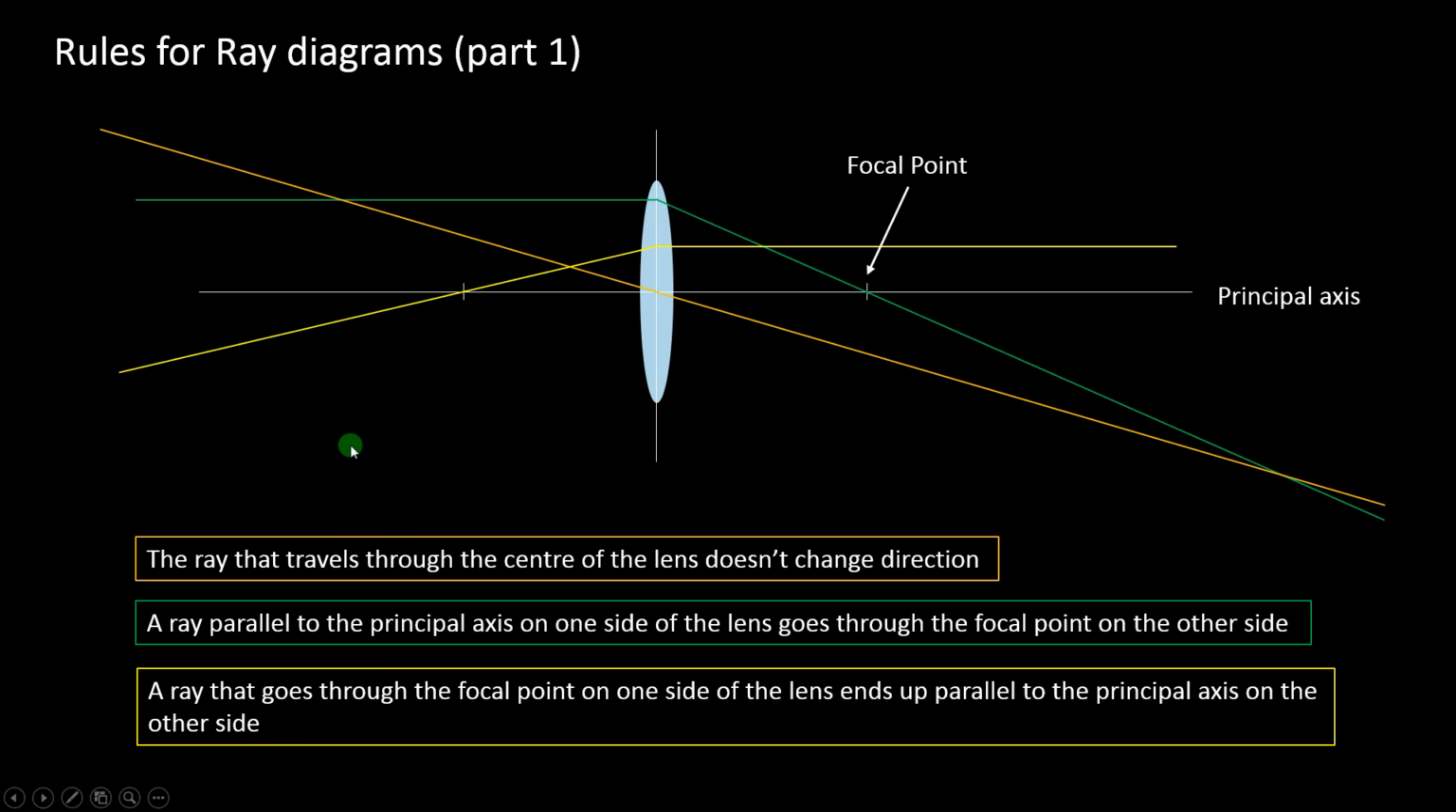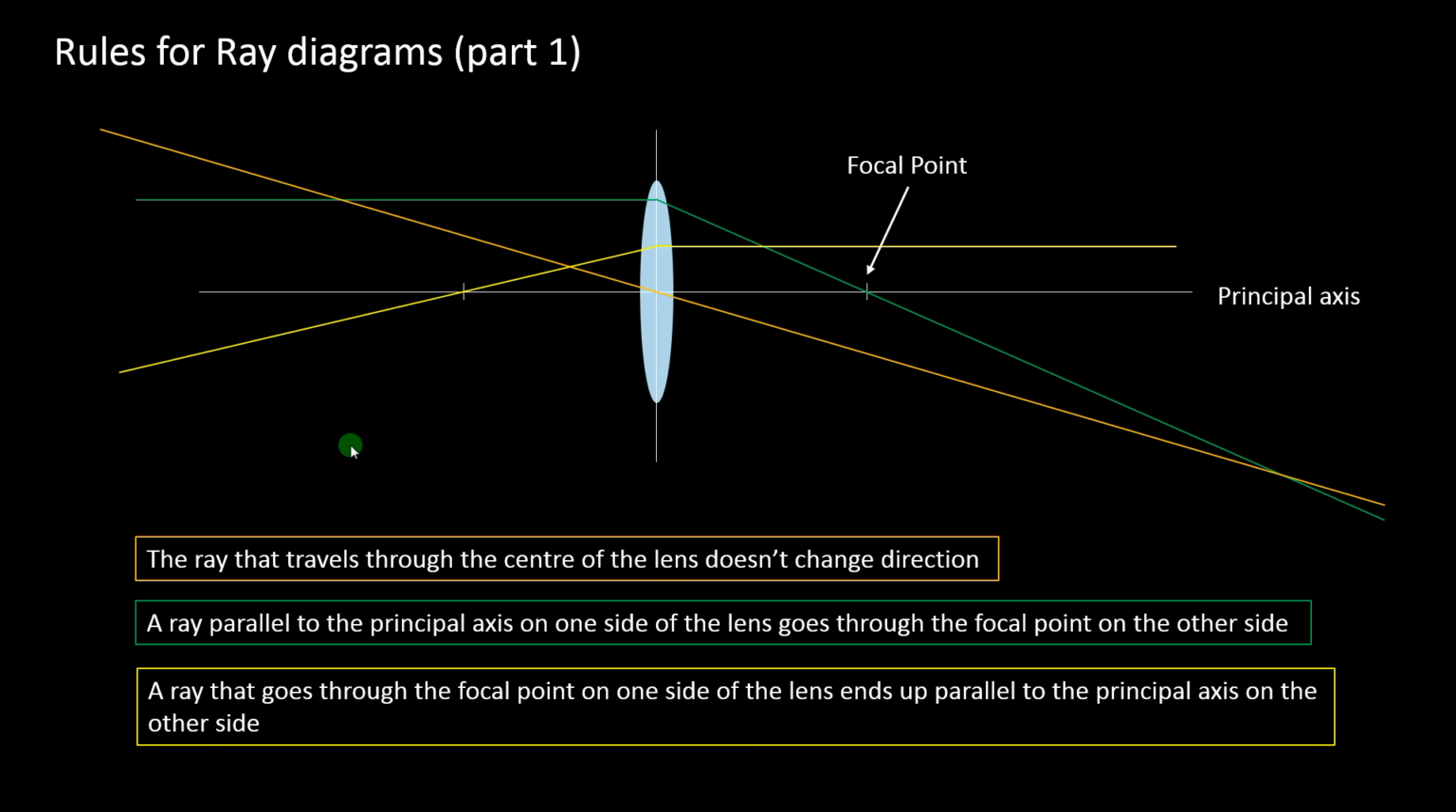So those are our first 3 rules, and the reason they're useful is that you're always going to want to try and draw those rays, because those are the rays that you know where they go. A ray through the centre of the lens, you know where it's going to go. A ray that starts off parallel on one side to the principal axis, you know it's going to go through the focal point. And a ray that goes through the focal point on one side, you know it's going to end up parallel on the other side. So you have to choose those rays to draw when you're trying to work out what's going on with the lens situation.